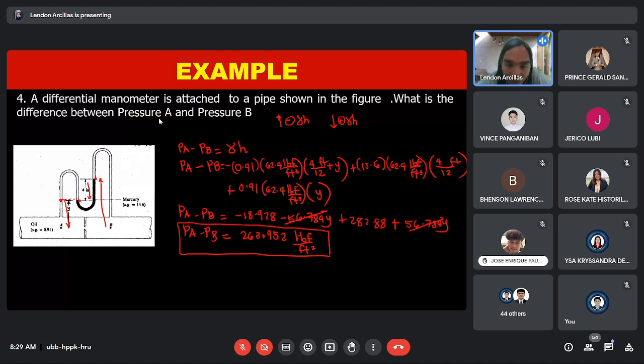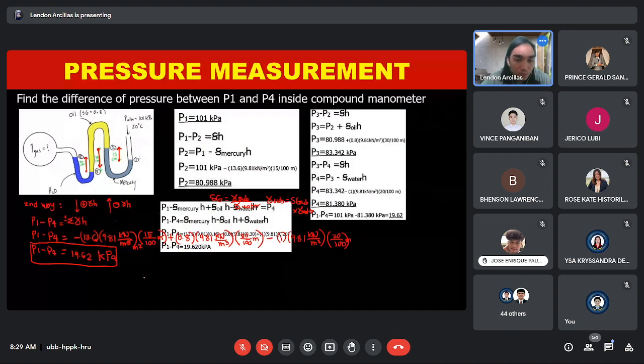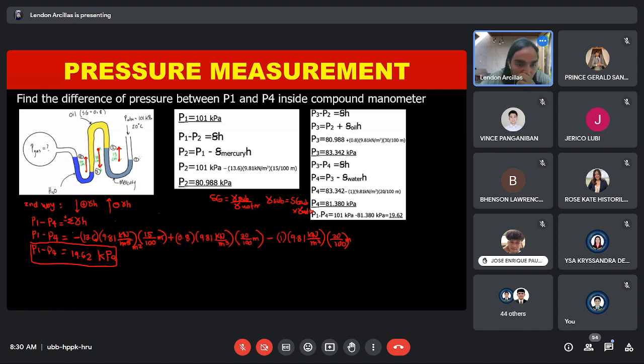So, mali pala tayo kanina doon sa example na dito. Baliktad pa yung process natin. Okay, so from P1 minus P4, start pala tayo sa P4. Hindi tayo magsa-start sa P1. Start tayo sa P4. Balikan natin.